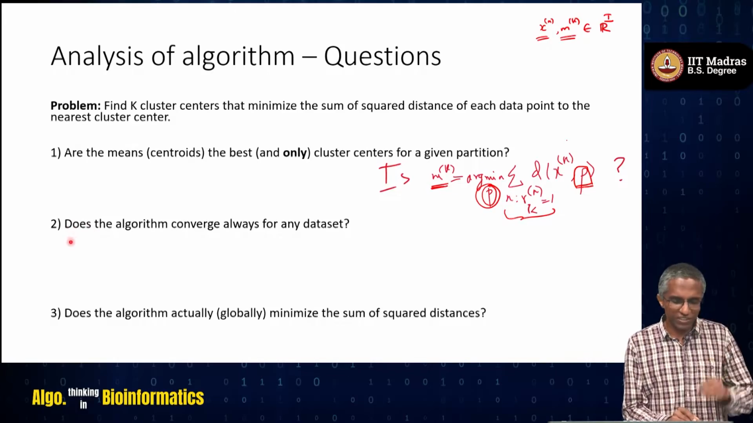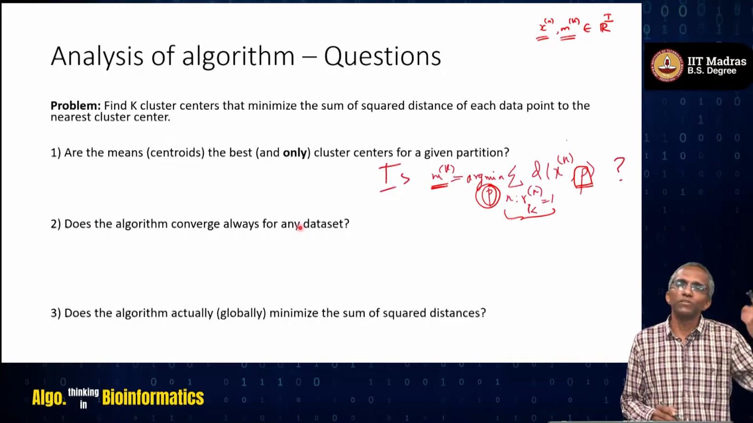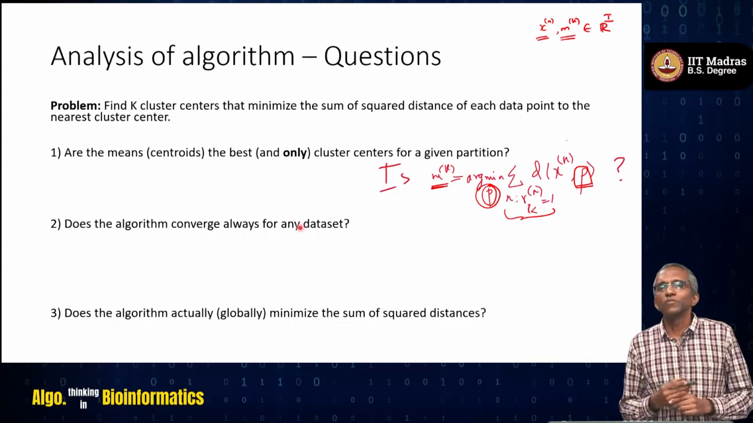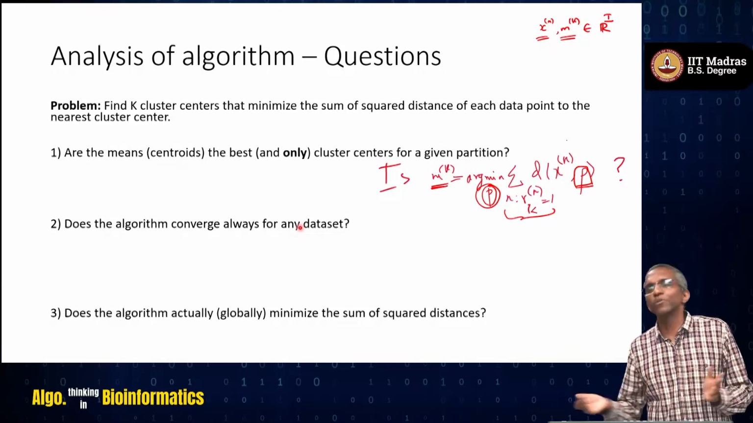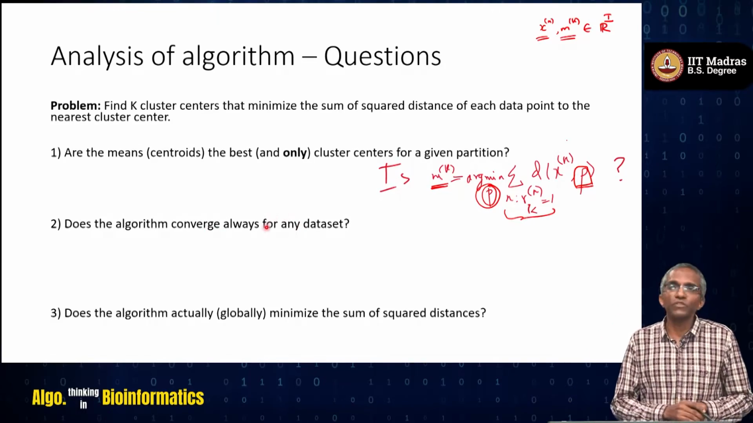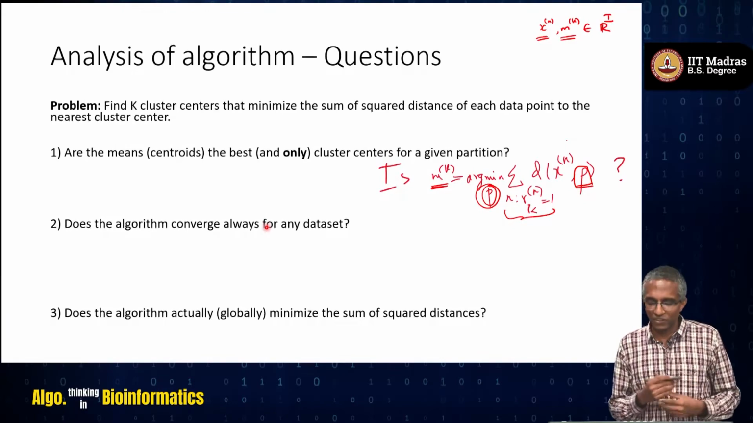Now, the second question is, does the algorithm always converge for any data set, or can it go in cycles? Any proper computational algorithm should halt. It cannot just keep on going and not give us any answer at all. So, does this algorithm always converge for any data set? The answer is again yes, and to show that, we can show it using three things.